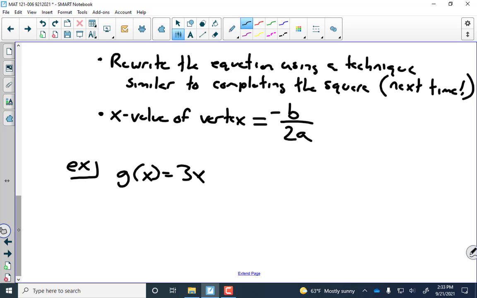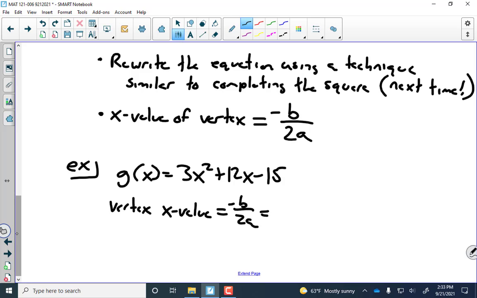You see, if someone gives me a quadratic and asks me to find the vertex as an ordered pair, in order to find the ordered pair, I need the x value first. So, the way I find the vertex x value is negative b over 2a, or in this case, check it out, b is 12, so it's going to be negative 12 over 2 times 3. This will give me the x value of the vertex only. Negative 12 divided by 6 is negative 2.